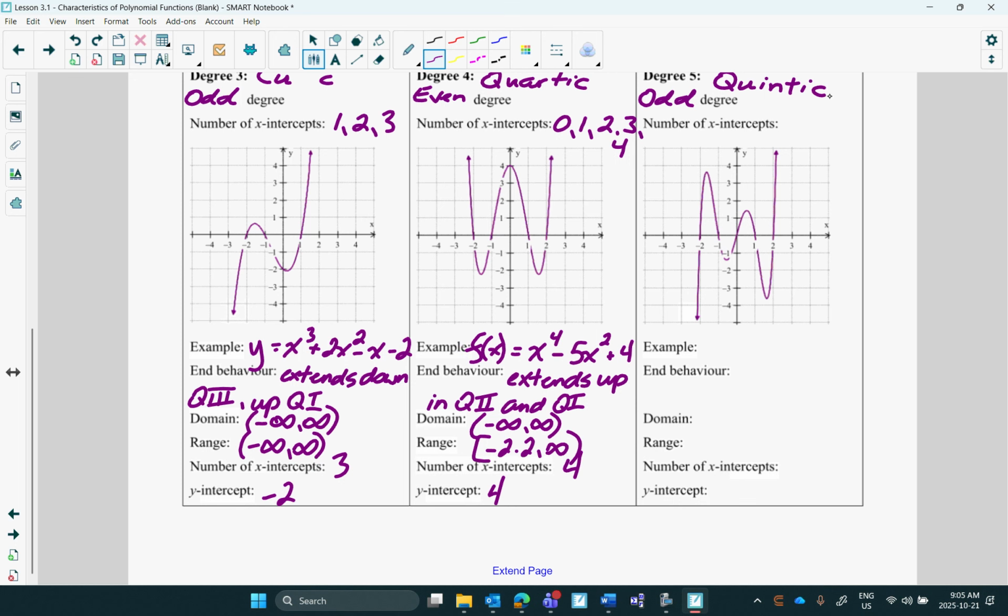This one has to have at least one x-intercept. Odd degrees can't have zero. They have to go through at least once. It could have 2, 3, 4, or 5, but it can't have more than its degree. This specific one is the equation y equals x to the 5th minus 5x cubed plus 4x.